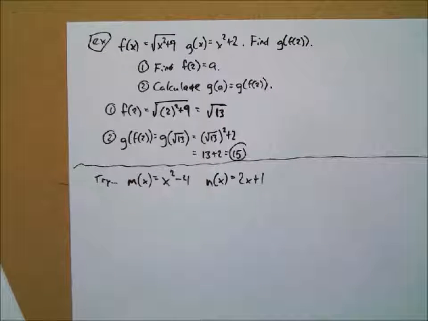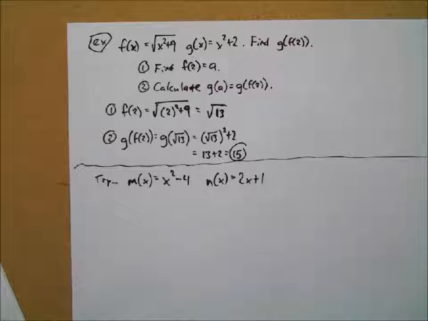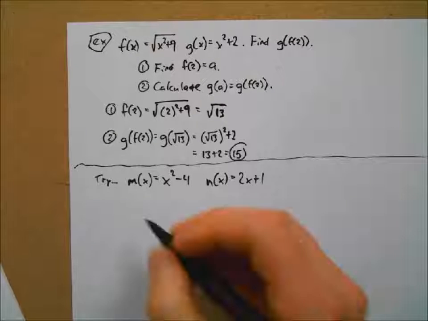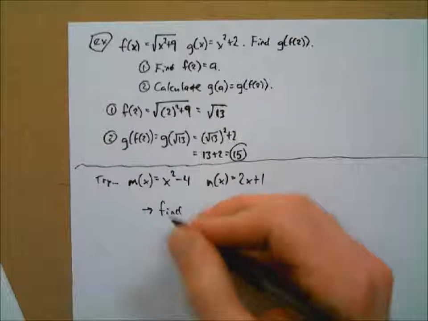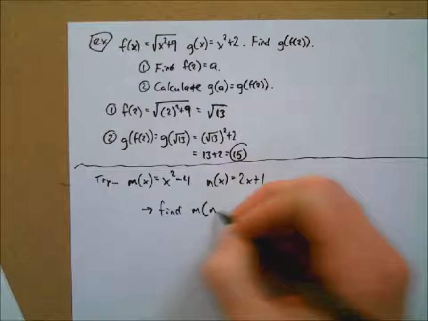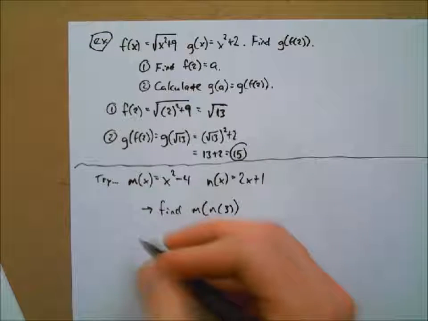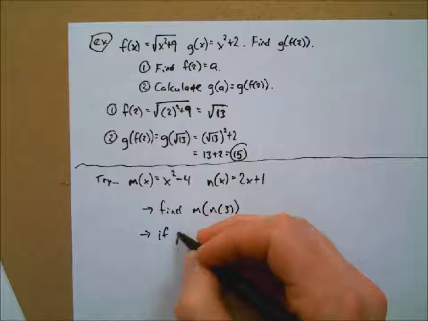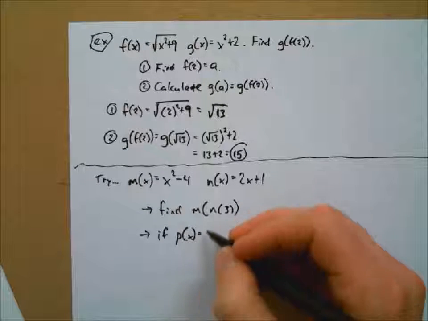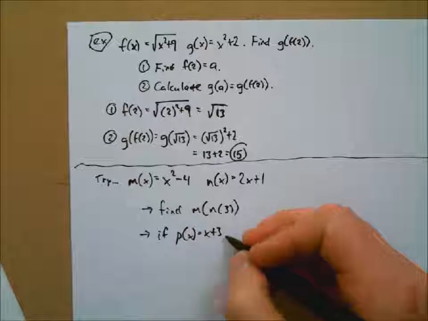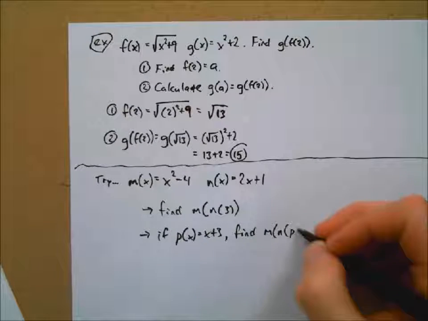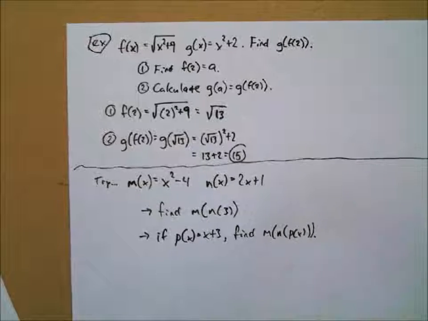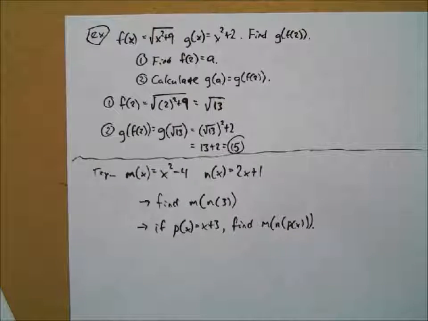Okay, so here are your new functions, m of x and n of x. Very distinct letters, m and n. Find m of n of 3. And then if p of x equals x plus 3, find m of n of p of x. Okay? So there you go. Give that a try there. Please.